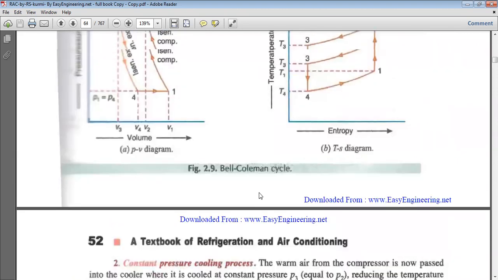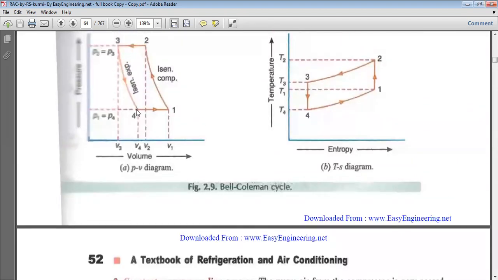Now 3-4 is an adiabatic process, therefore heat transfer is 0. Next, 4-1 is constant pressure heat absorption, that is the heat absorbed or refrigeration effect, or I can say the cooling effect. That is equal to m Cp into (T1 minus T4), the increase in temperature. Here the temperature is increased from T4 to T1. When temperature falls, we write the fall in temperature; when temperature is increased, we write the rise in temperature. Therefore, the heat absorbed is m Cp (T1 minus T4), with m equal to 1.